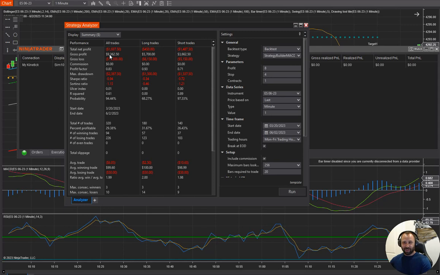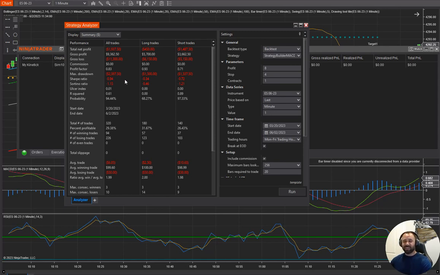If you look, the gross profit was $9,362, but the gross loss was $11,300. And you can see that broken down between your long trades and your short trades. For whatever reason, it's not showing me the commissions here. I'm not worried about that right now. The fact that I'm showing a loss is bad enough.